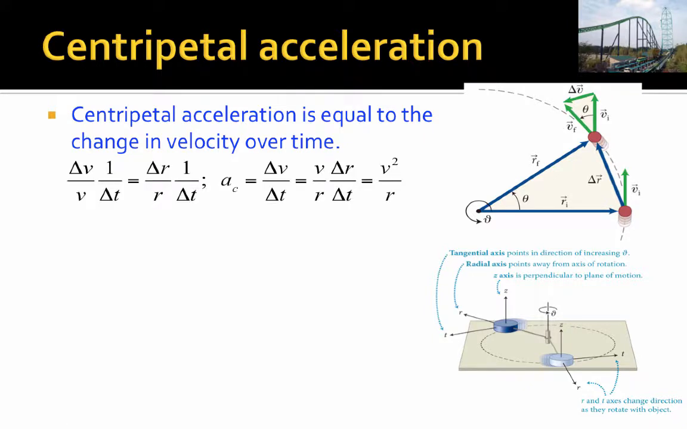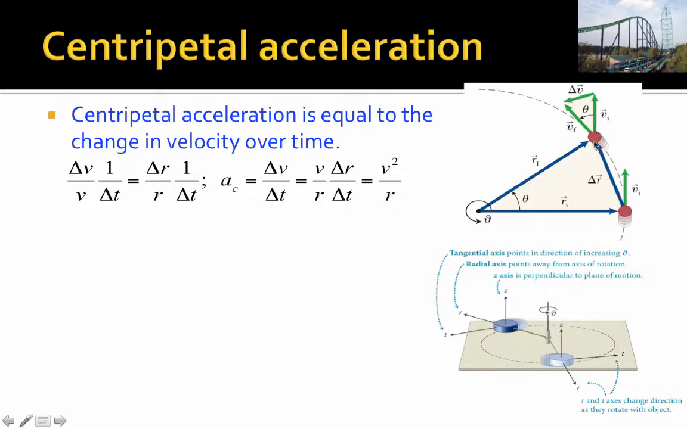So we know that centripetal acceleration is defined as change in velocity over time. And in this case, it's the V, the tangential velocity here, that we're talking about. So that's what we're looking for. Now let's write out what's going on with our triangles. This expression on the left, delta V over V, is looking at this little green triangle.